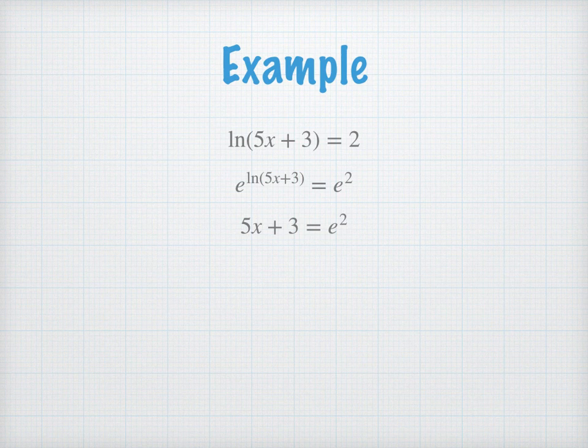So solving for x, we'd want to subtract 3 from both sides. So we have 5x equals e squared minus 3. And then solving for x, we just need to divide by 5. So x equals e squared minus 3, all divided by 5.